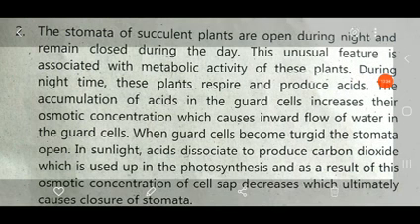In the next lecture we will see hydrophytes, that is the anatomical, morphological and physiological adaptations in hydrophytic plants. Okay, we can stop here.